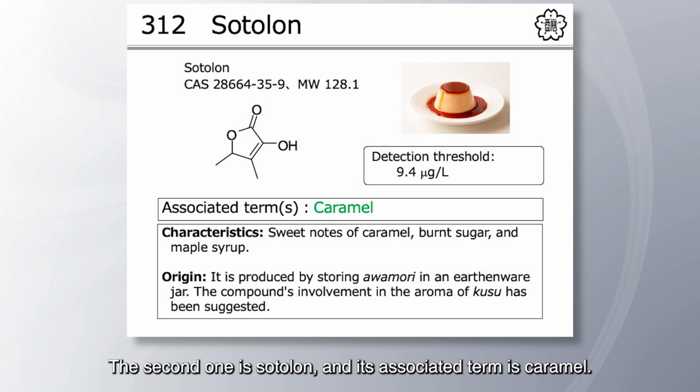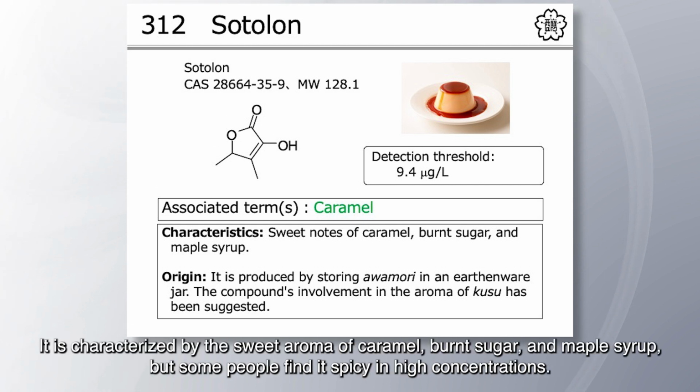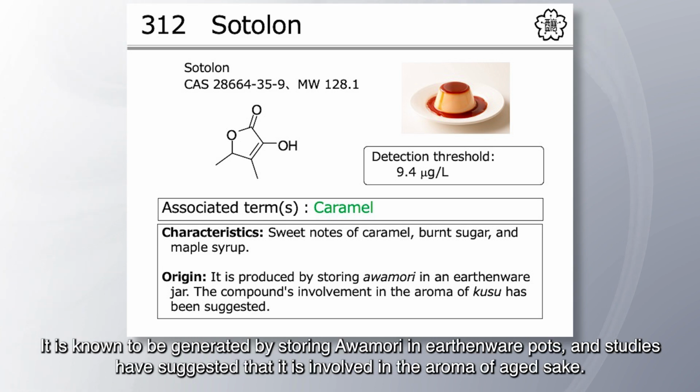The second one is sotolon, and its associated term is caramel. It is characterized by the sweet aroma of caramel, burnt sugar, and maple syrup, but some people find it spicy in high concentrations. It is known to be generated by storing awamori in earthenware pots, and studies have suggested that it is involved in the aroma of aged sake.